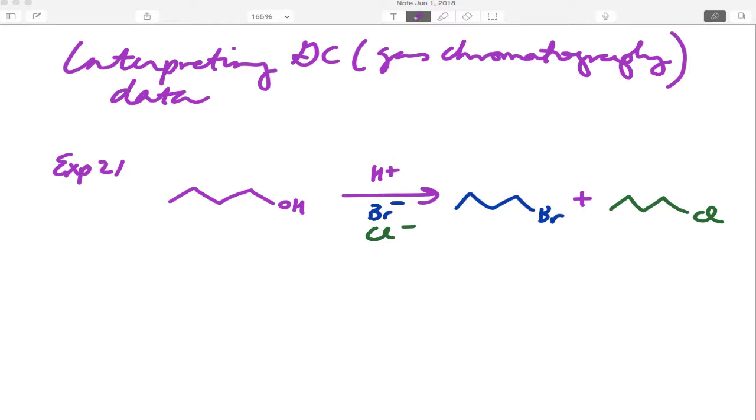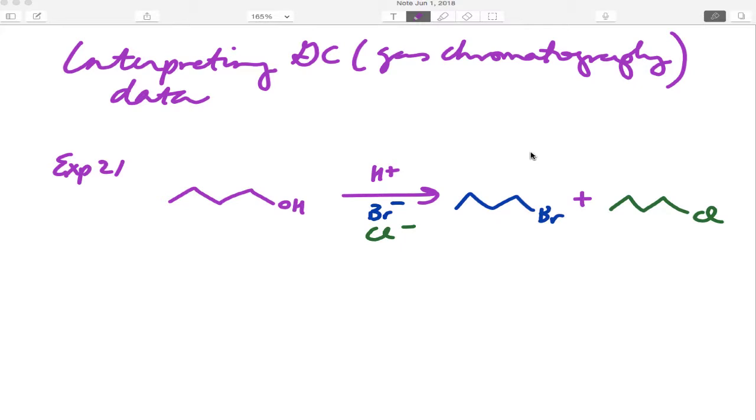Today we're going to look at interpreting gas chromatography data, and I'm going to do this in the context of an experiment, experiment 21 that we're doing, where we're looking at 1-butanol under acidic conditions and looking at a competition between these two nucleophiles. So they're both good nucleophiles, so we're going to get both products, but we want to know what's the major product going to be. Is it going to be more of this bromide or the chloride product?